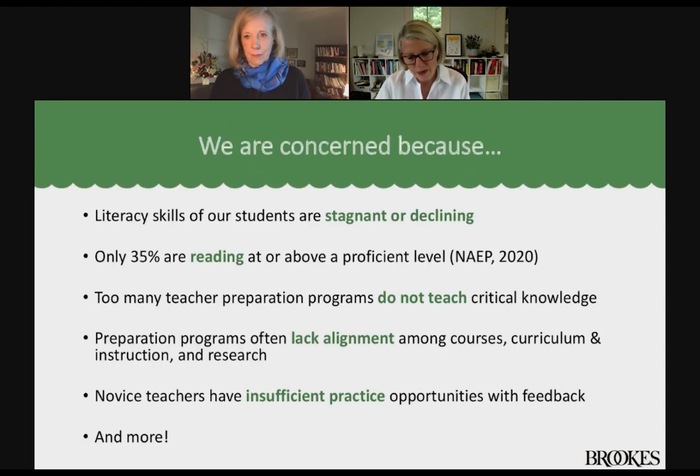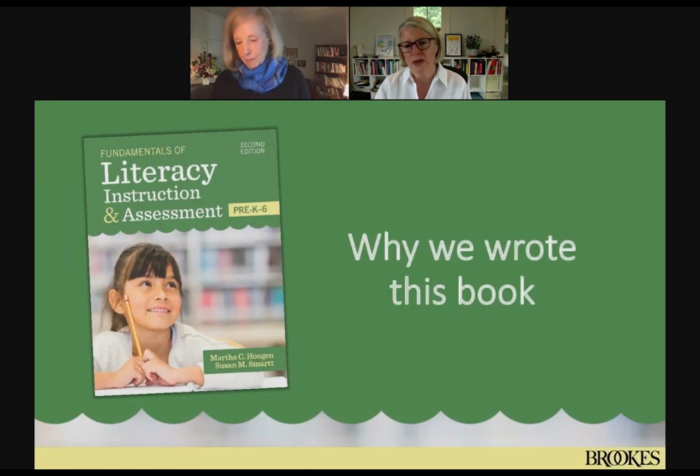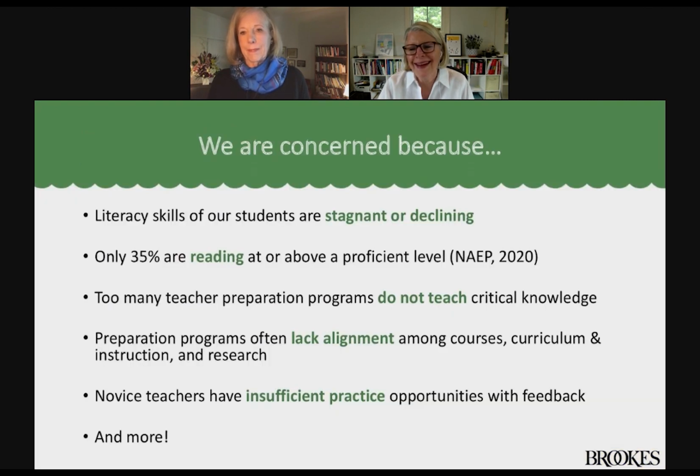So why did we write this book? Why did we do this? Well, as you know, next slide, we have a serious literacy problem in the United States. Next slide. Our literacy scores are stagnant or even declining, and only 35% of students at the fourth grade level are at or above proficient levels. And now we even know that 8 out of 10 Black fourth grade children don't read proficiently.